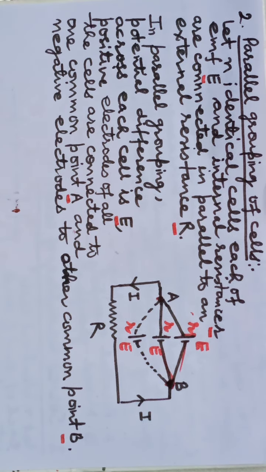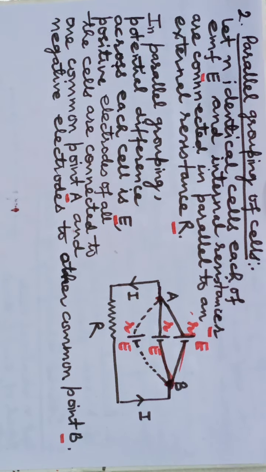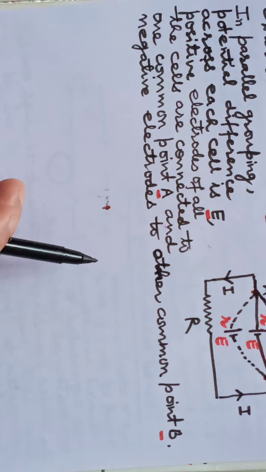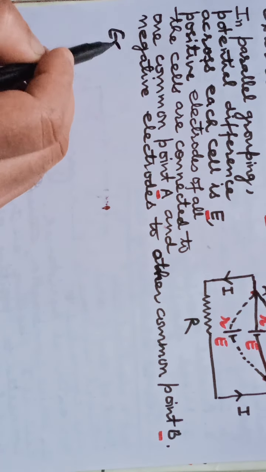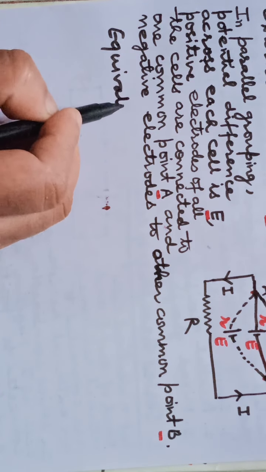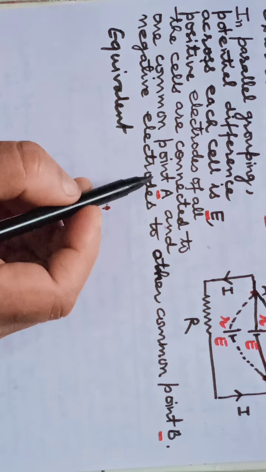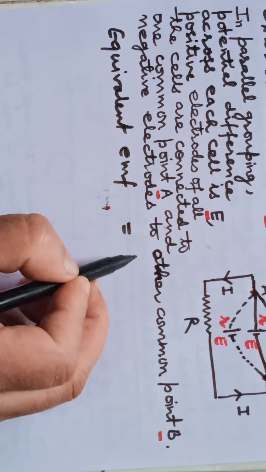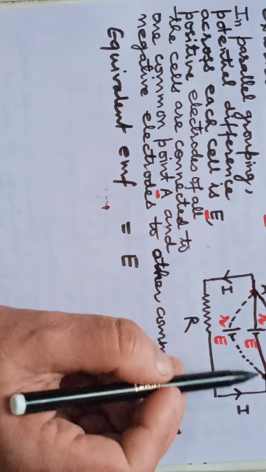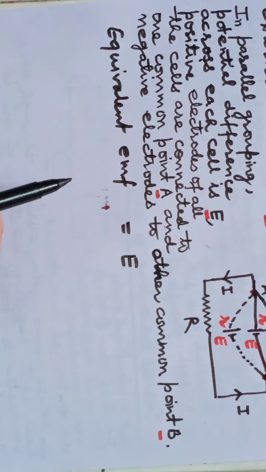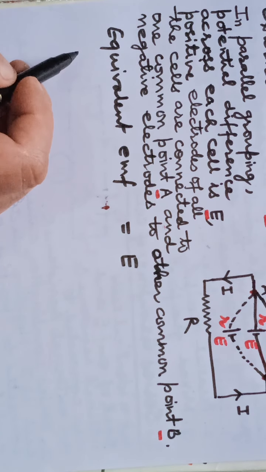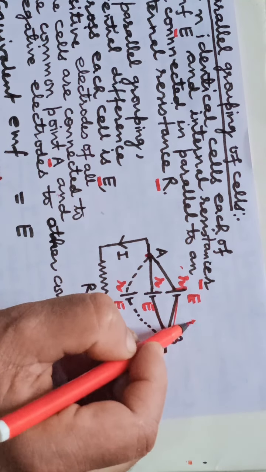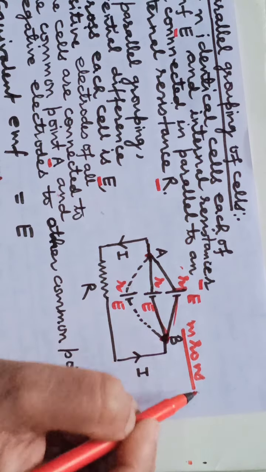Now let us calculate the current in the circuit. For that, the equivalent EMF or potential difference is now E only, because all cells are connected between two common points. Now let there be m rows.